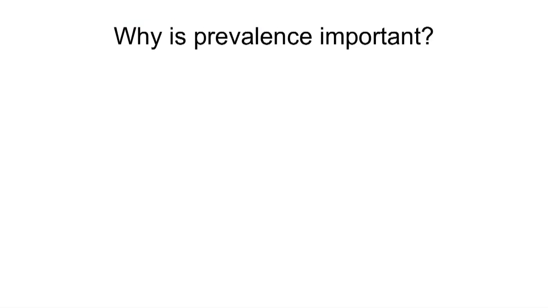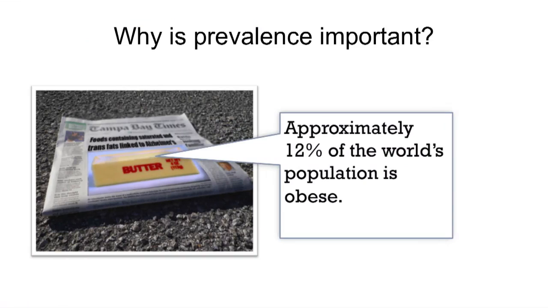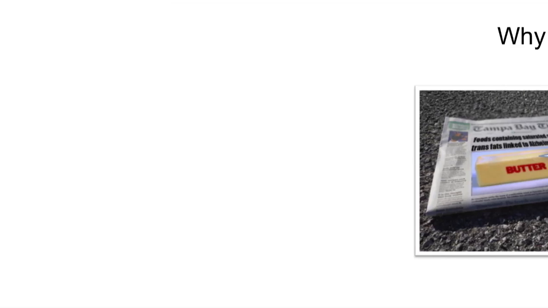Prevalence is one of the most common epidemiologic measures you see in our everyday news. For example, you may see a news headline based on prevalence, such as the proportion of people in the population that are overweight. The measure prevalence helps us quantify the proportion of the population with a specific health outcome. For example, approximately 12% of the world's total population is obese.